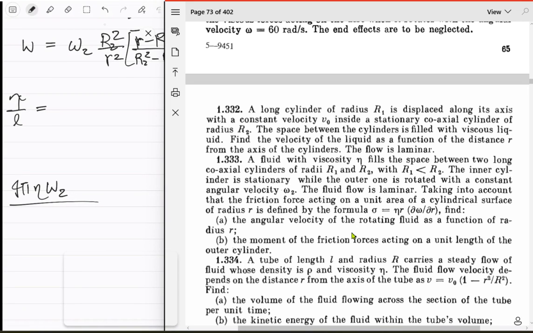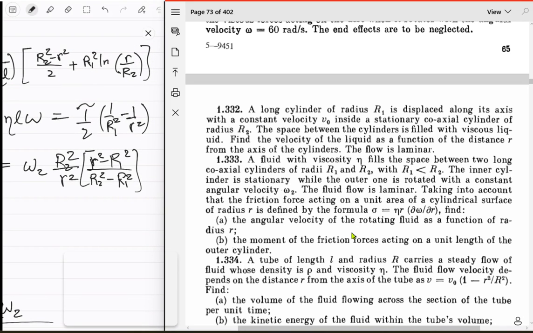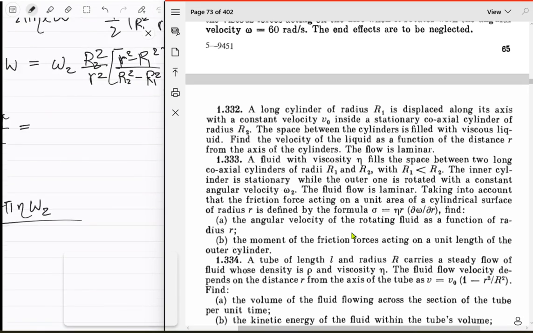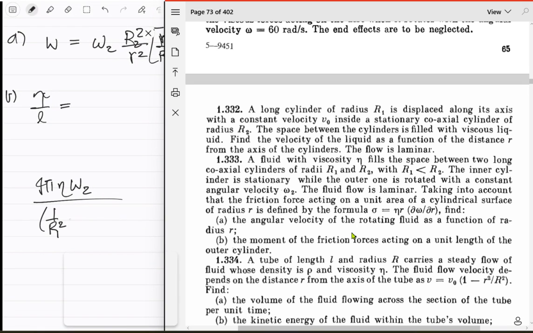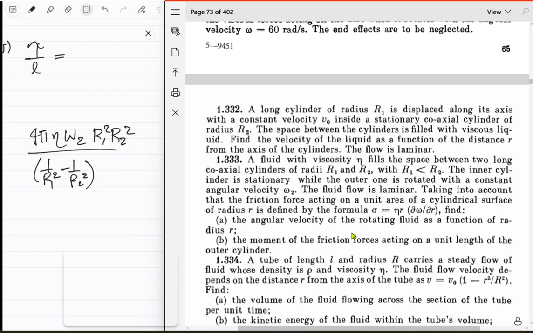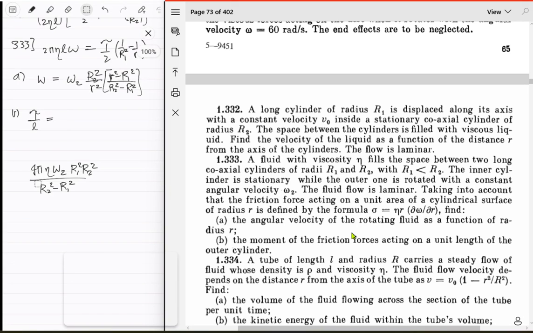Actually, it will be any omega. You could put any kind of omega, right? Anything at any R will actually work, but there's only one thing that we know, so that's why I'm going to put that. So it's omega 2 upon all of this, just 1 upon R1 squared minus 1 upon R2 squared. This can be written like this thing, R1 squared R2 squared upon R2 squared minus R1 squared. Okay, that's this thing. Next question.